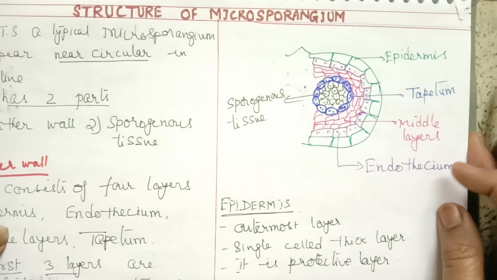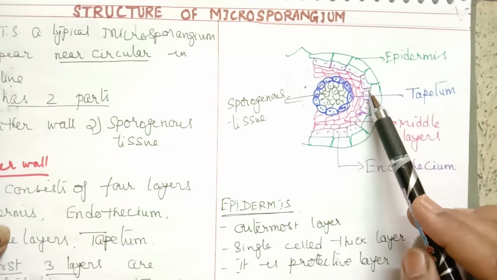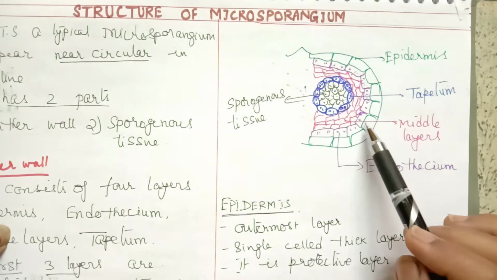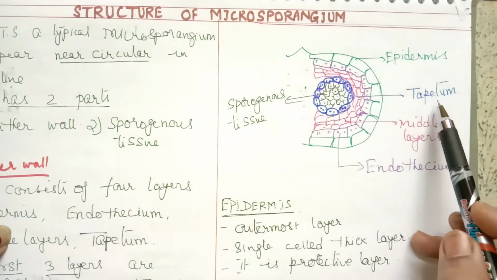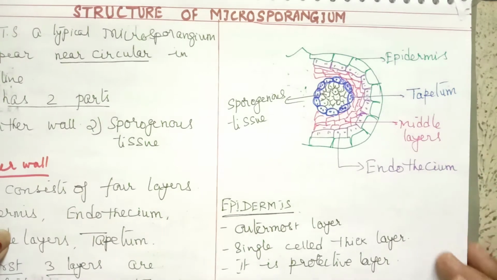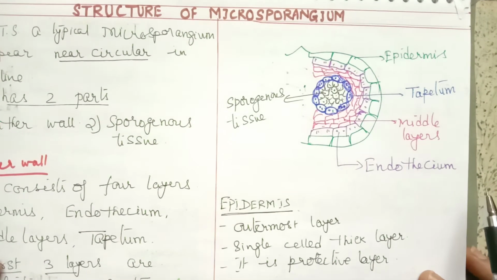So if you try to understand the diagram: outermost is the epidermis, and then you have the endothecium. The second layer is called endothecium, then the middle layers, and then a single layer of tapetum is present. Inside the tapetum we find sporogenous tissue. Now let us try to understand one by one.